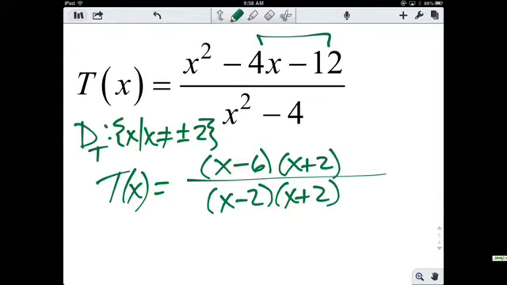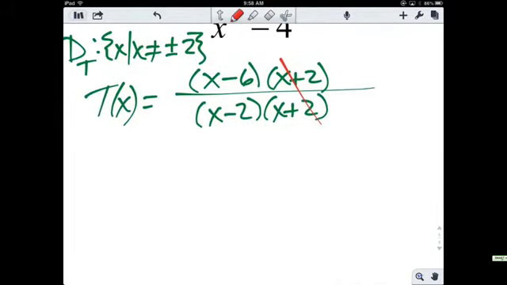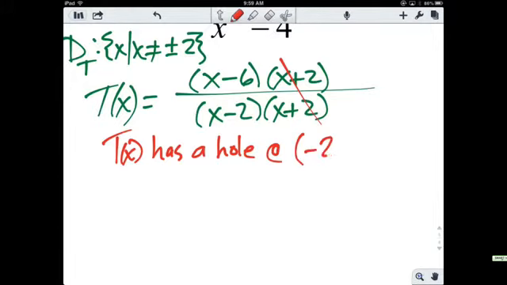I think we have the answer now for both of them, right? The x plus 2 factors divide out. They divide out. So what's the x value associated with x plus 2? That makes it 0? Negative 2. Very good. So T of x has a what at negative 2? Has a hole. If you can remove it from the equation, it's a removable point, discontinuity, or a hole. Has a hole at, and let's go ahead and list the ordered pair. Negative 2, comma, how do we find the associated y value of the aforementioned hole?